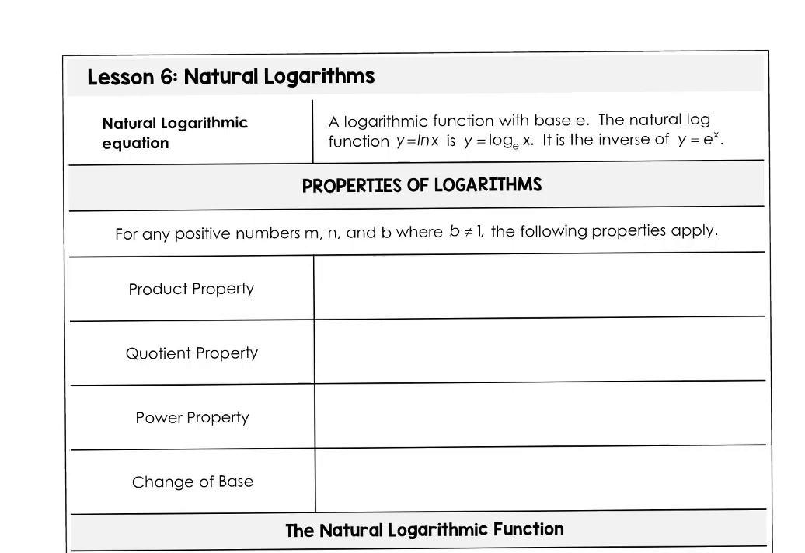This is lesson 6. It's the final lesson in unit 6 for natural logarithms today. We say a natural log function is log base e of x, and we can rewrite log base e of x as ln x, or natural log of x. The natural log of x is the inverse of the function y equals e to the x.